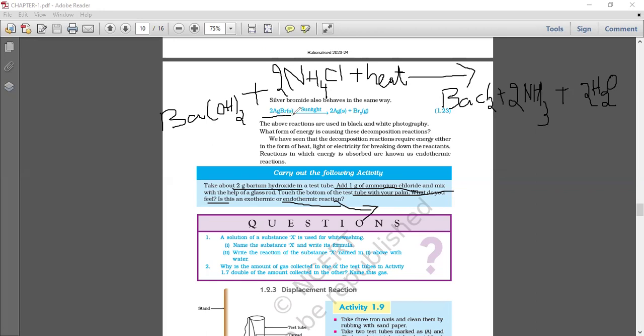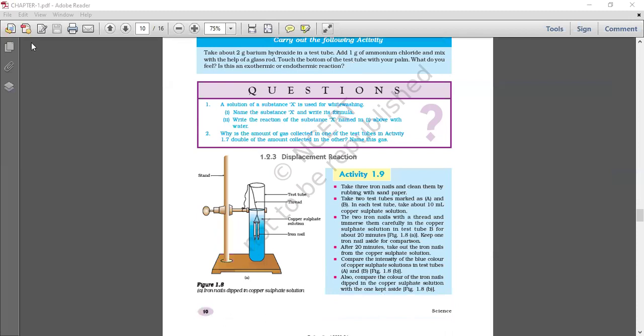Or you can write this also: silver bromide, if exposed to sunlight, gives silver plus bromine gas. All these are examples of endothermic reaction. So this can be asked even in your board exam. So this is very, very important.